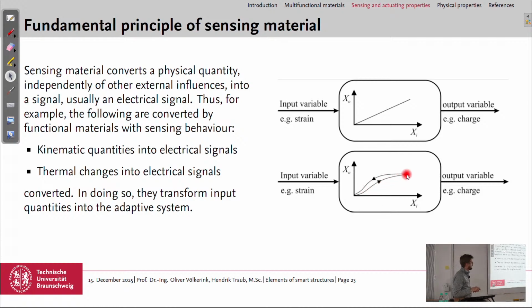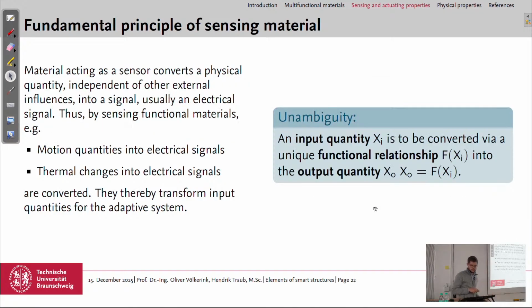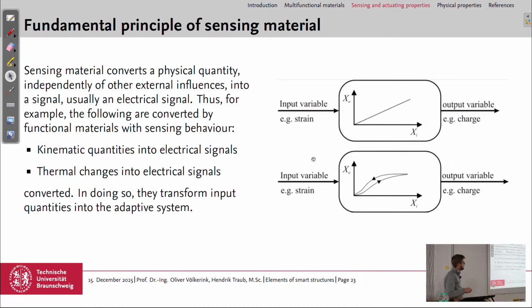We have kind of hysteresis, which leads to not a clear definition. So we have not a unique functional relationship, because if we look here at, for example, one defined strain, depending on the history, we could have this electrical output or this electrical output. Do you have ideas where this imperfect behavior comes from?